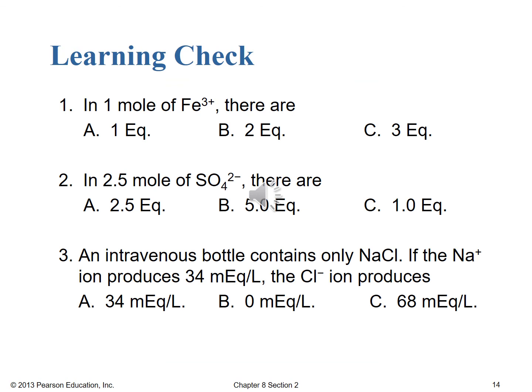All right, so before we leave the chapter, we'll have one last learning check here. So number 1, in 1 mole of Fe3+, there are, and then select from A, B, or C. Number 2, in 2.5 moles of sulfate 2-, there are A, B, or C. And finally, in 3, an intravenous bottle contains only NaCl. If the Na+ ion produces 34 milliequivalents per liter, then the Cl- ion produces A, B, or C. So go ahead, make your selection, pause the video here, and we'll check and see how you did in a moment.